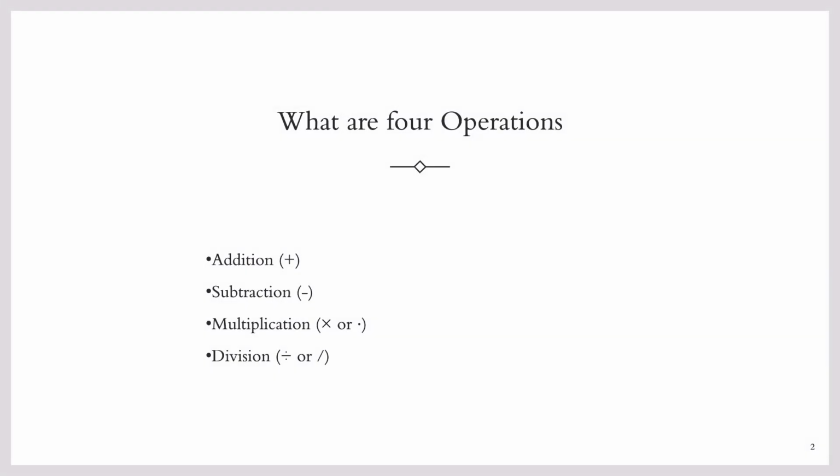First, we are here to discuss what are the four operations. The four operations are addition, subtraction, multiplication, and division. Addition is denoted by this plus sign. Subtraction is denoted by this minus sign, also called a hyphen. Multiplication is denoted by this x or cross sign, and it's also represented by a dot. And lastly, we have the division, which is shown by the division sign or a slash sign.